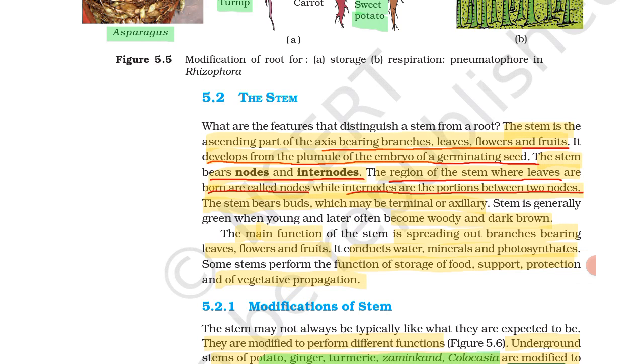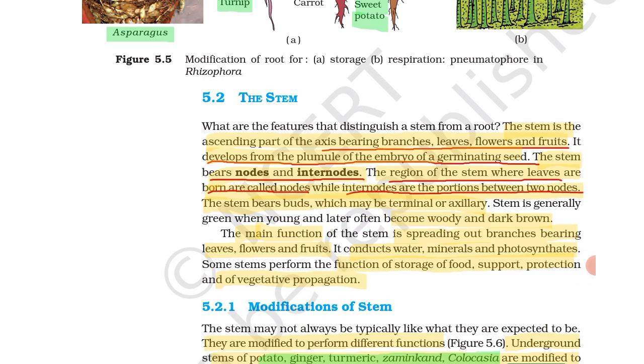So we have seen earlier that root arises from radicle, and this stem arises from plumule of the embryo. Root grows vertically in the downward direction and stem grows in the upward direction, that is the ascending part, and this part bears branches, leaves, flowers, fruit, etc., and it develops from plumule of the embryo of germinating seed. So when a seed has plumule and radicle, from the radicle root arises, and from plumule the stem arises.